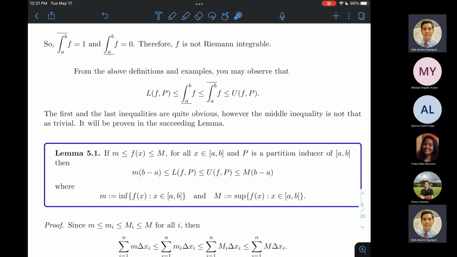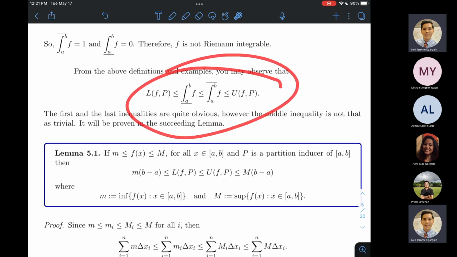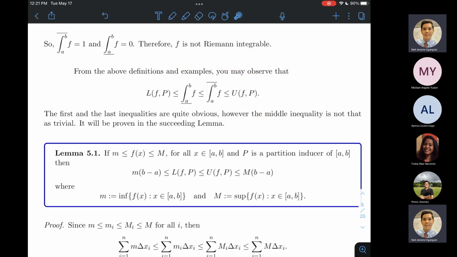Bigla nagtampo no? So now, let's try to prove some properties for the upper and the lower Riemann sum para makapag-establish tayo ng integrability criteria. Okay? So, tingnan natin tong inequality na to. Bakit yan totoo? Actually, madali naman siya makita.